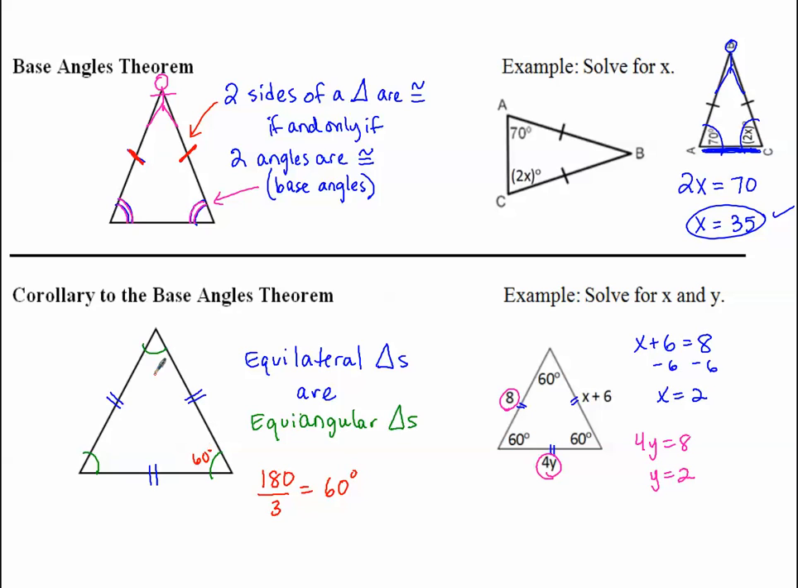So let's mark in your notes that these three angles must be 60 degrees. Anytime you have equilateral or equiangular triangles, you know all three angles have to be 60 degrees.